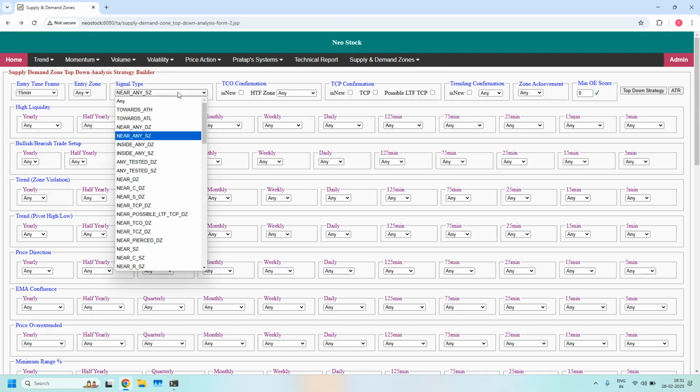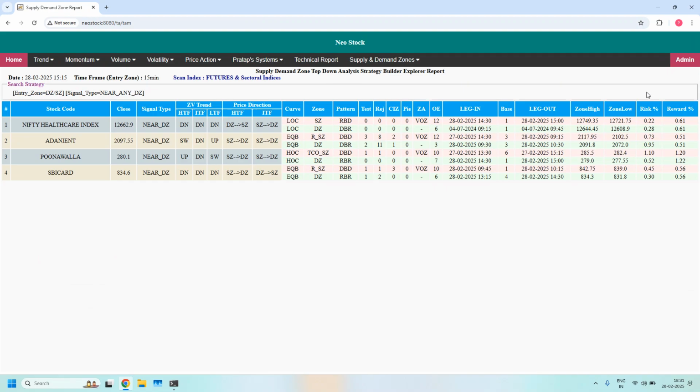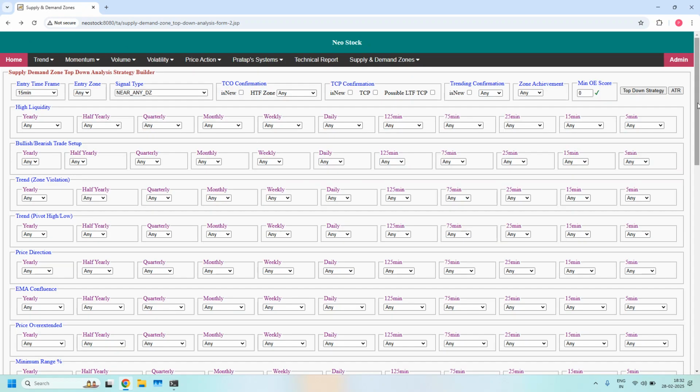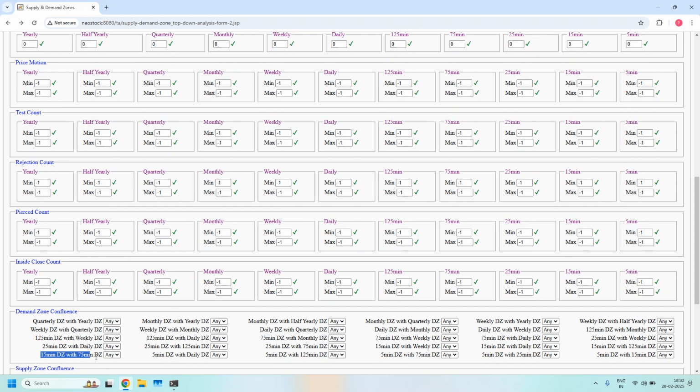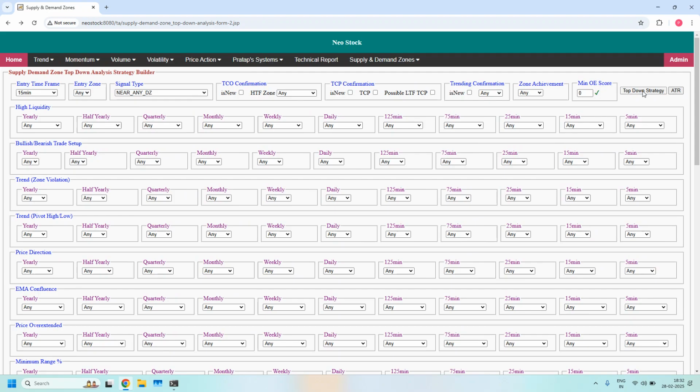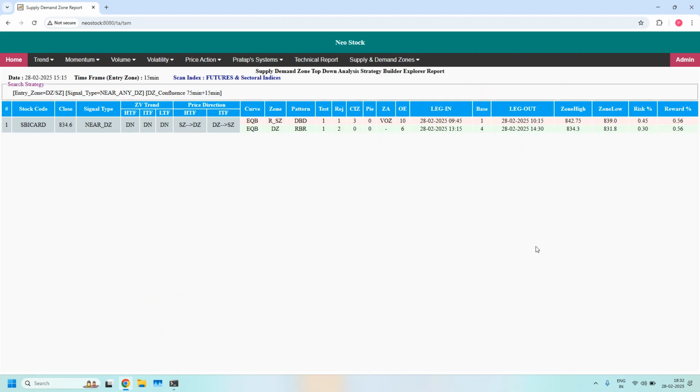15 minutes. Stocks near 15 minutes demand zone. We got 4 stocks. Out of these 4, how many of these 15 minutes demand zones are having ITF confluence? Let's verify. ITF is 75 minutes. That means 15 minutes demand zone confluence with 75 minutes demand zone. I'm enabling the filter. Now the list has come down to only one stock. This 15 minutes demand zone is overlapped with 75 minutes demand zone.